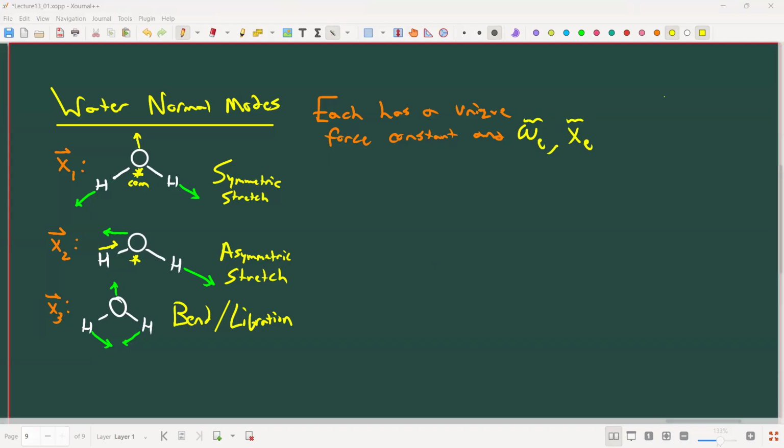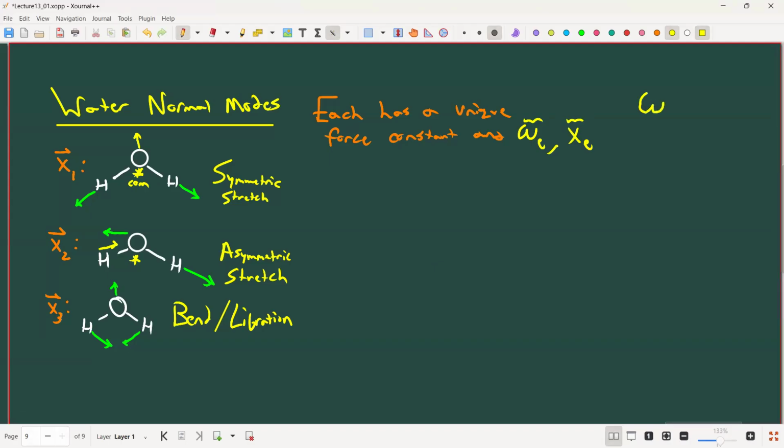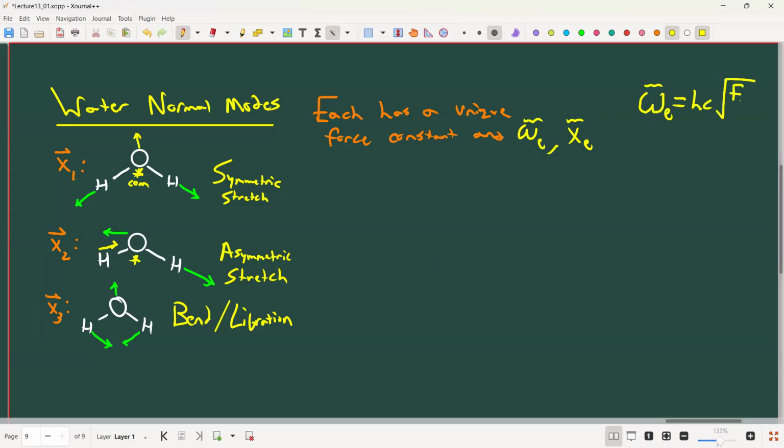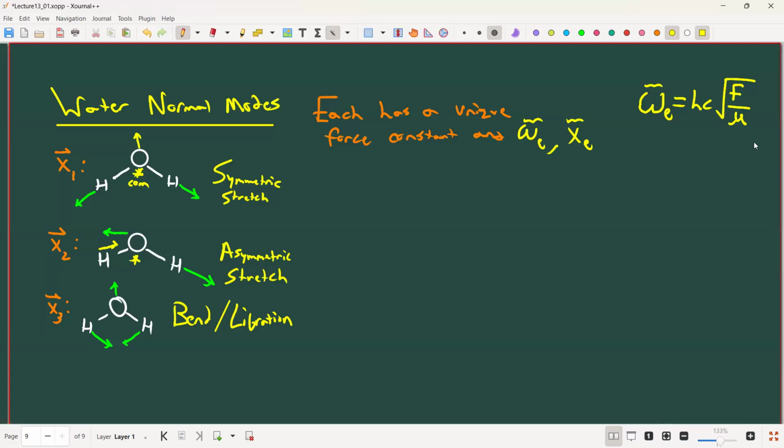Remember that the frequency is hc times the force constant divided by the reduced mass. So if we look at these as just OH bonds vibrating, we can assume roughly that the force constant is the same in all of them. Is that fair? Yeah, that's probably fair. And so the frequencies depend largely on the reduced mass of the displacement. The more mass moving, the lower the frequency.